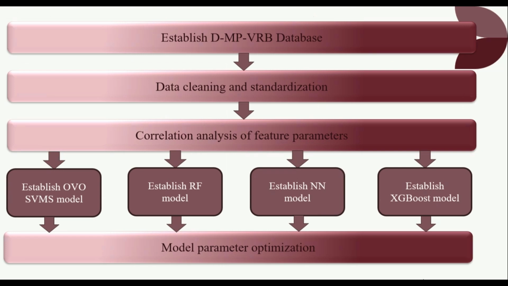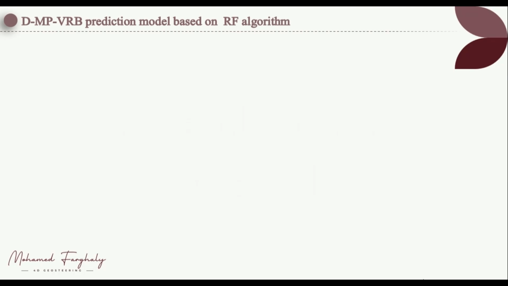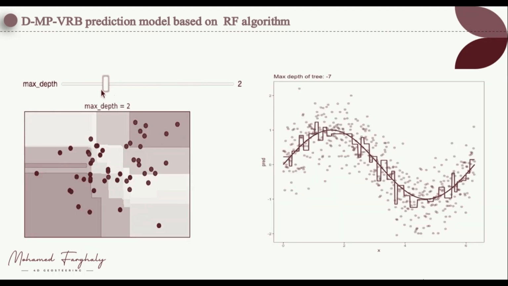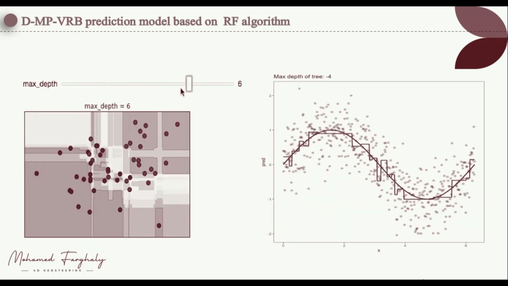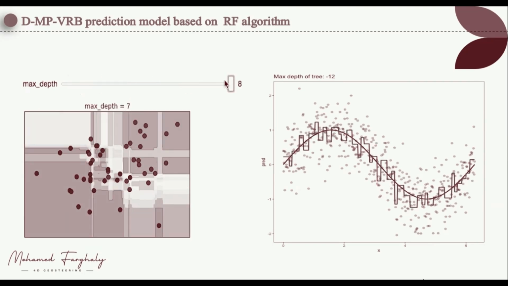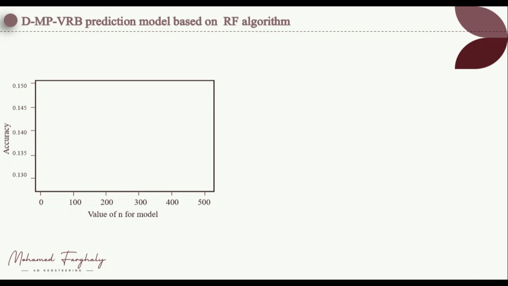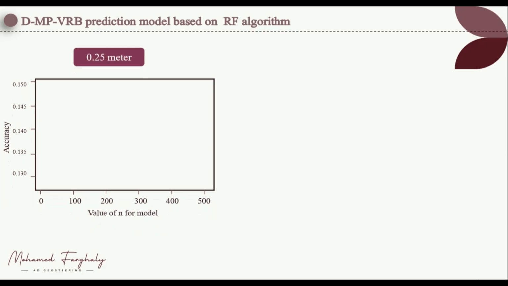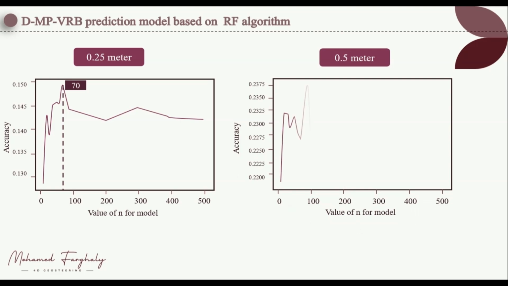Secondly, the DMP-VRB prediction model based on RF algorithm. In the classification study, it's determined that max features should be set to 2, considering there are 6 feature parameters. The main parameter is n estimators. For the category with a step size of 0.25 meter, the result is an optimal n estimators of 70. Similarly, for the category with a step size of 0.5 meter, a fine search in the same range leads to an optimal n estimators of 90.